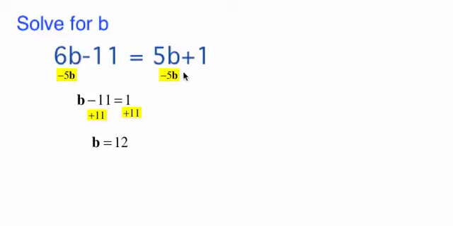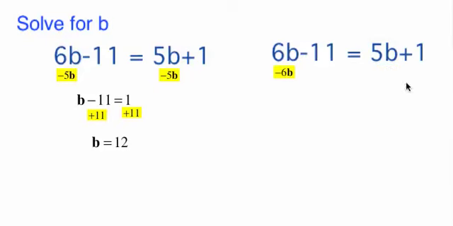Also, you might be asking yourself, what would have happened if I said I want to get rid of the 6b's? Let's take a look at that. If I want to get rid of the 6b's, I'm going to subtract 6b's from both sides, and then I'm left with negative 11 on the left-hand side. On the right-hand side, 5b take away 6b is negative 1b, or negative b, plus 1. Now what's stopping the negative b from being alone? This plus 1. So I'm going to subtract 1 from both sides.